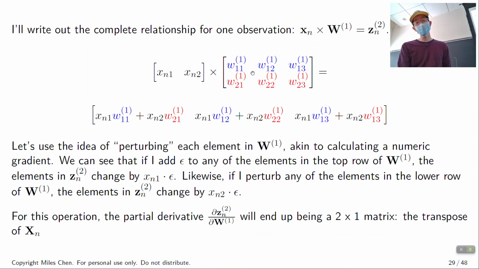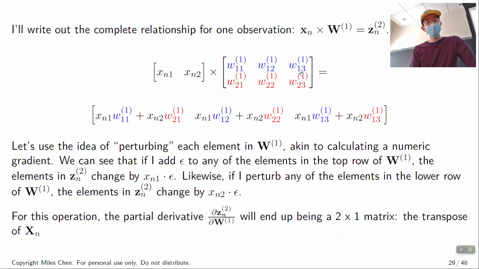Any value I change in the top row will get affected by xn1. If I add some value epsilon to any of the elements in the top row, the summation will change by xn1 times epsilon. If I do the same thing with anything in the second row, it's going to change by xn2 times epsilon. And so the derivative of Zn2, this 1 by 3, with respect to W1, ends up being a 2 by 1 matrix. It's just going to be the transpose of the nth row of X.